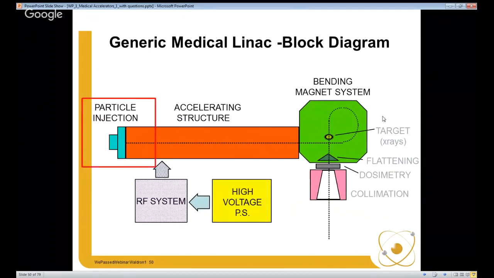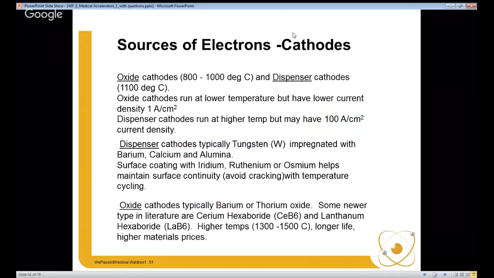So we've talked about accelerating structure and RF system. Now we can talk about our particle injection, or our source of electrons. We need electrons. Anything that emits electrons is nominally known as a cathode. I'm going to use 4 words to characterize cathodes. There are really just 2 types of cathodes. There are oxide cathodes and dispenser cathodes. They generally run at slightly different temperatures, and they have different emittances in terms of the current per surface area. You can see oxide cathodes 1 amp per centimeter squared, dispenser cathodes 100 amps per centimeter squared.